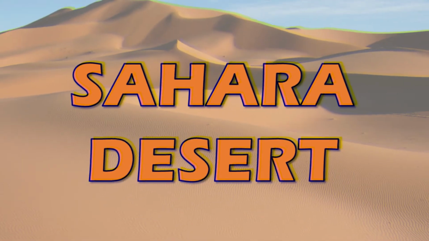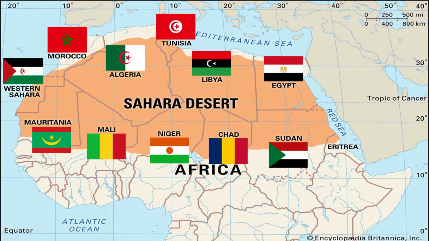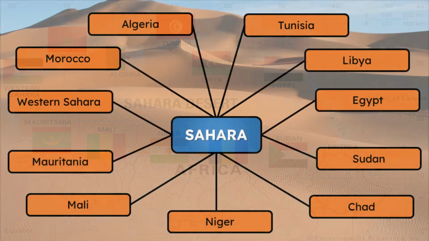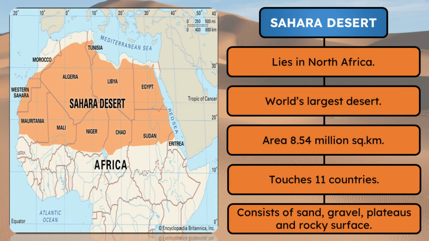The Saharan Desert covers the following 11 countries: Tunisia, Libya, Egypt, Sudan, Chad, Niger, Mali, Mauritania, Western Sahara, Morocco, and Algeria. The Sahara Desert lies in North Africa and it is the world's largest desert. And it has an area of 8.54 million square kilometers, touching 11 countries.